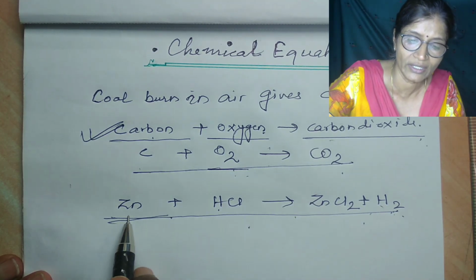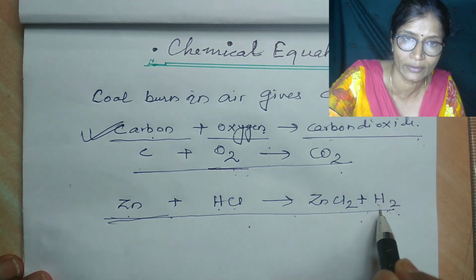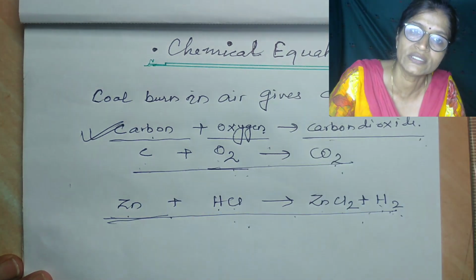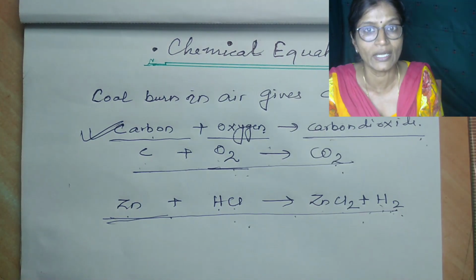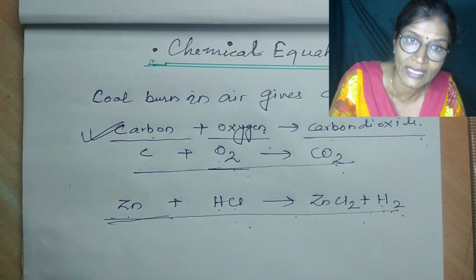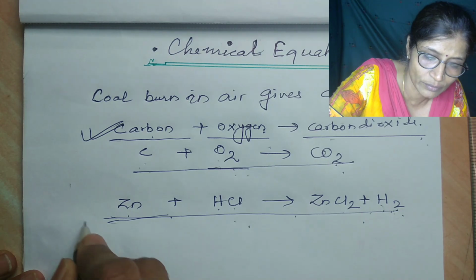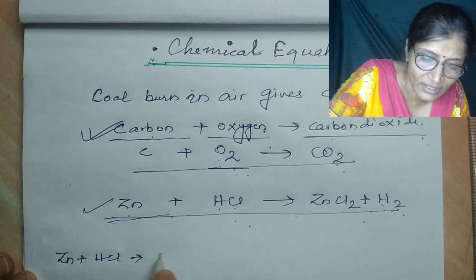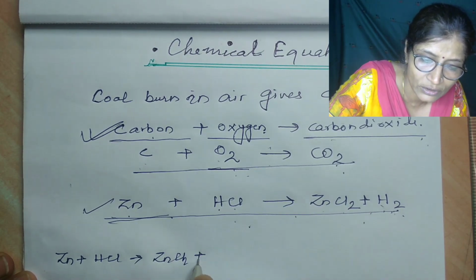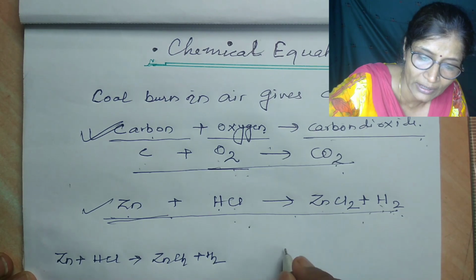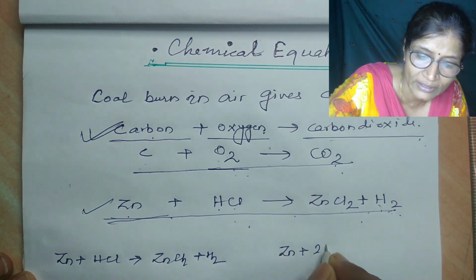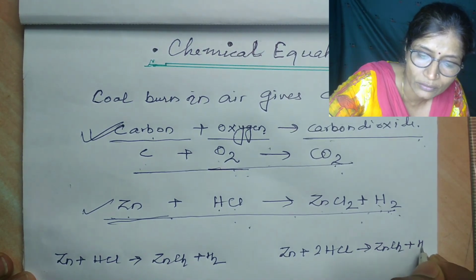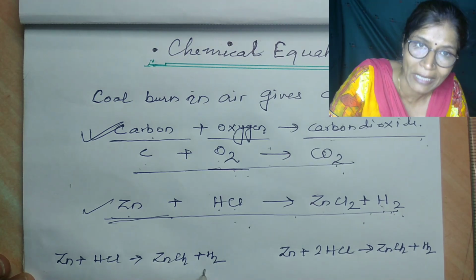For example, zinc reacts with hydrochloric acid and gives zinc chloride and hydrogen. This is not a balanced equation, but this one is a balanced equation. Now what is the difference between a balanced and an unbalanced equation? An unbalanced equation is known as the skeletal equation. So when I write this equation as Zn plus HCl gives ZnCl2 plus H2, this is the skeletal or unbalanced equation. And the same equation when I write Zn plus 2HCl gives ZnCl2 plus H2, this is balanced.